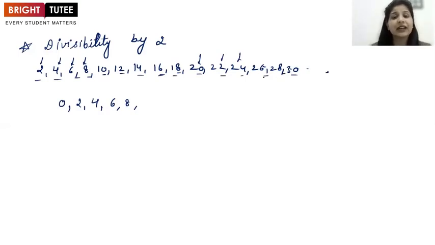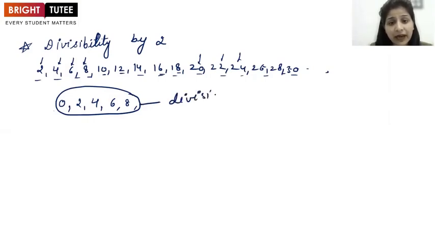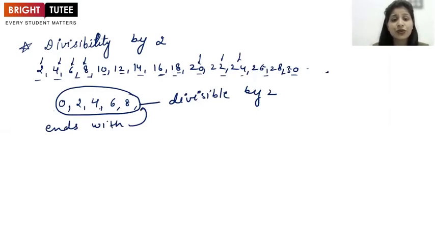That means if the last digit, or the ones digit, or units place digit, is 0, 2, 4, 6, or 8, then the number is divisible by 2. If the number ends with these digits 2, 4, 6, 8 and 0, then we say the number is divisible by 2. This is the divisibility test, or the divisibility rule, for 2. Okay, let's discuss the divisibility rule of 3.